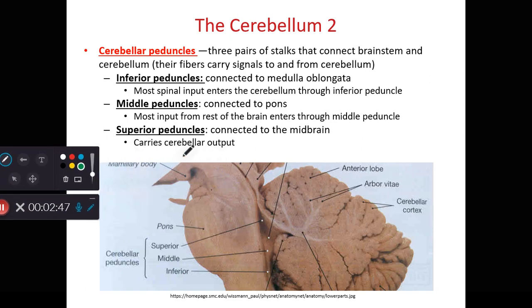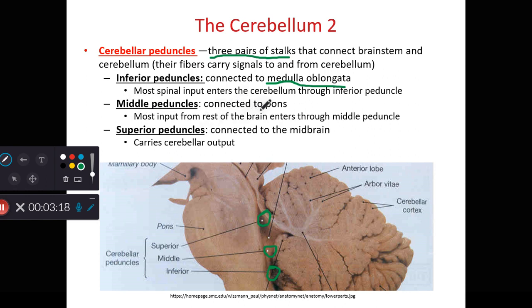So here we can see a mid-sagittal slice through a human cadaver cerebellum. Note that we have cerebellar peduncles. The cerebellar peduncles are 3 pairs of stalks that connect the brain stem to the cerebellum. So we have the superior, the middle, and then the inferior cerebellar peduncles. The inferior peduncles are connected to the medulla oblongata, the inferior part of the brainstem.